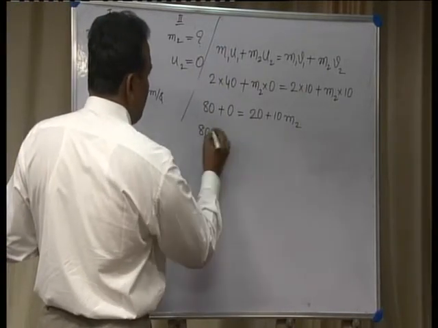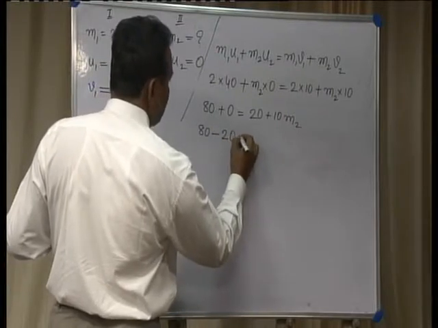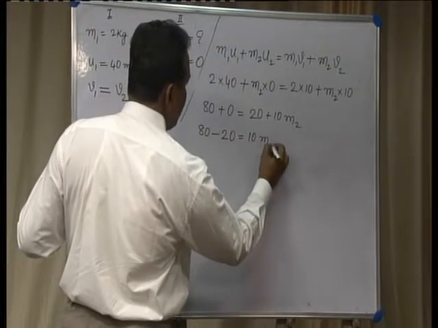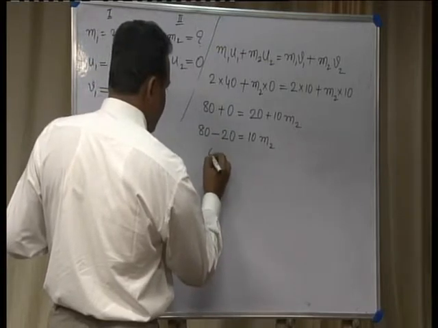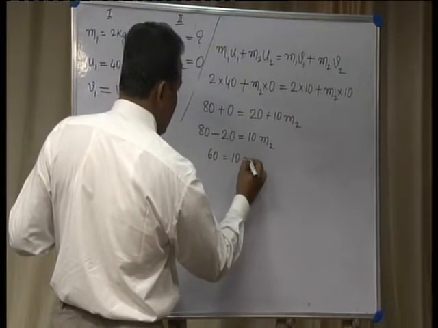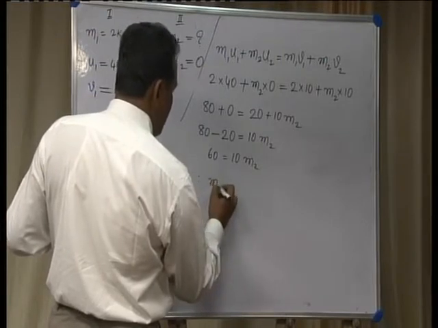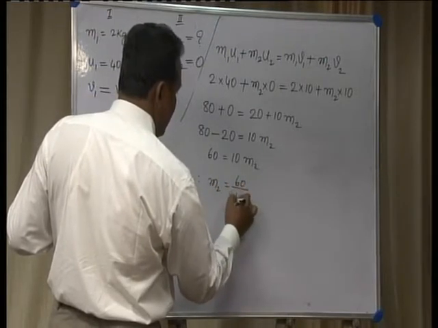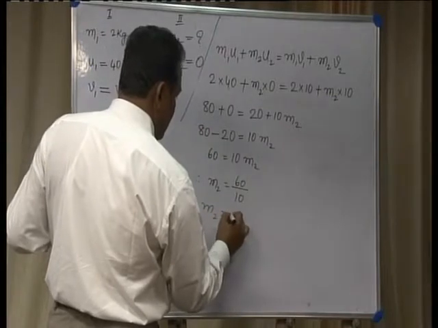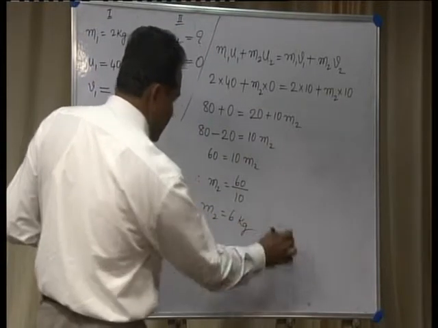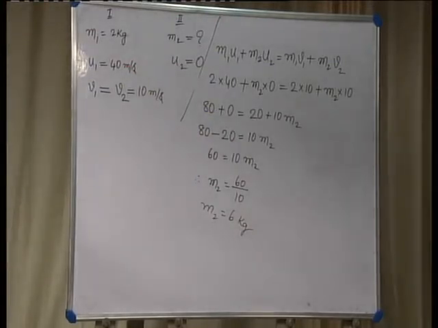When 20 comes to the opposite side, it becomes minus 20. So, remaining on the right hand side is 10 m2. 80 minus 20 is 60, which is equal to 10 m2. Therefore, m2 is equal to 60 by 10, so m2 is equal to 6 kg. This is the mass of the second body. This is how the required data has been calculated using the law of conservation of momentum.